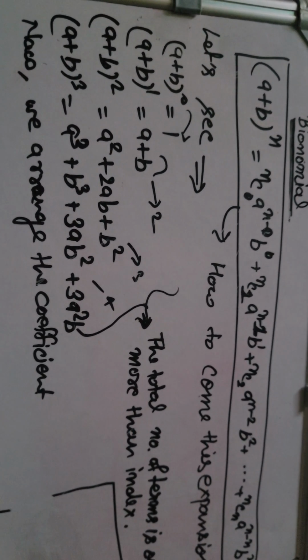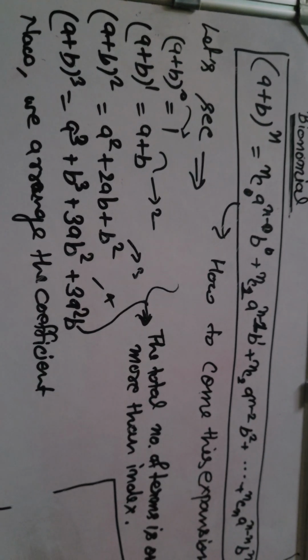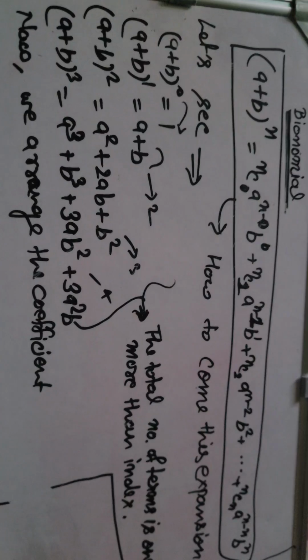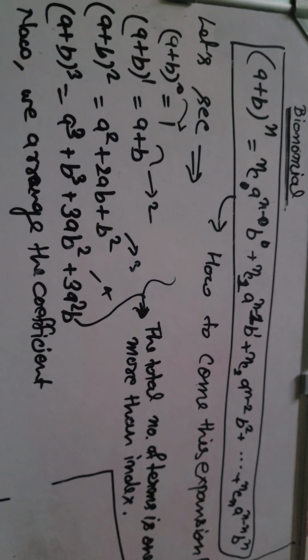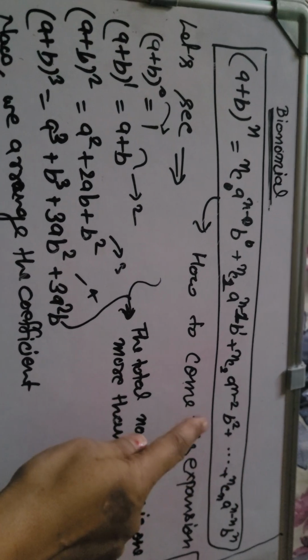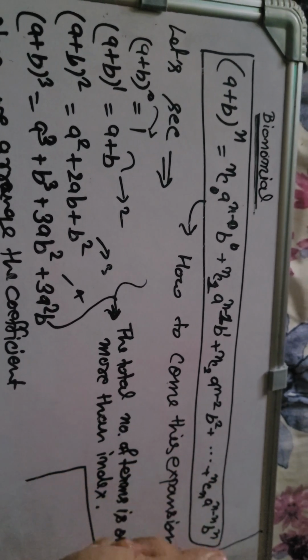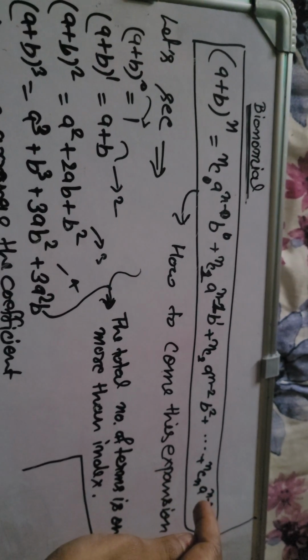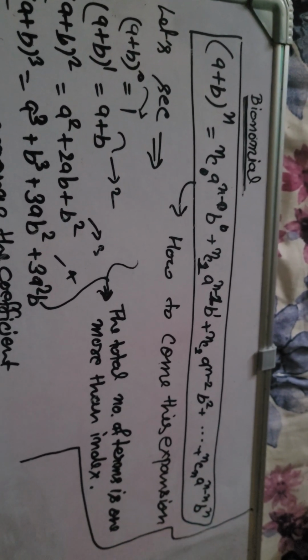n minus 0 b to the power 0, plus nC1 a to the power n minus 1 b to the power 1, plus nC2 a to the power n minus 2 b to the power 2, plus dot dot dot, plus nCn a to the power n minus n b to the power n.